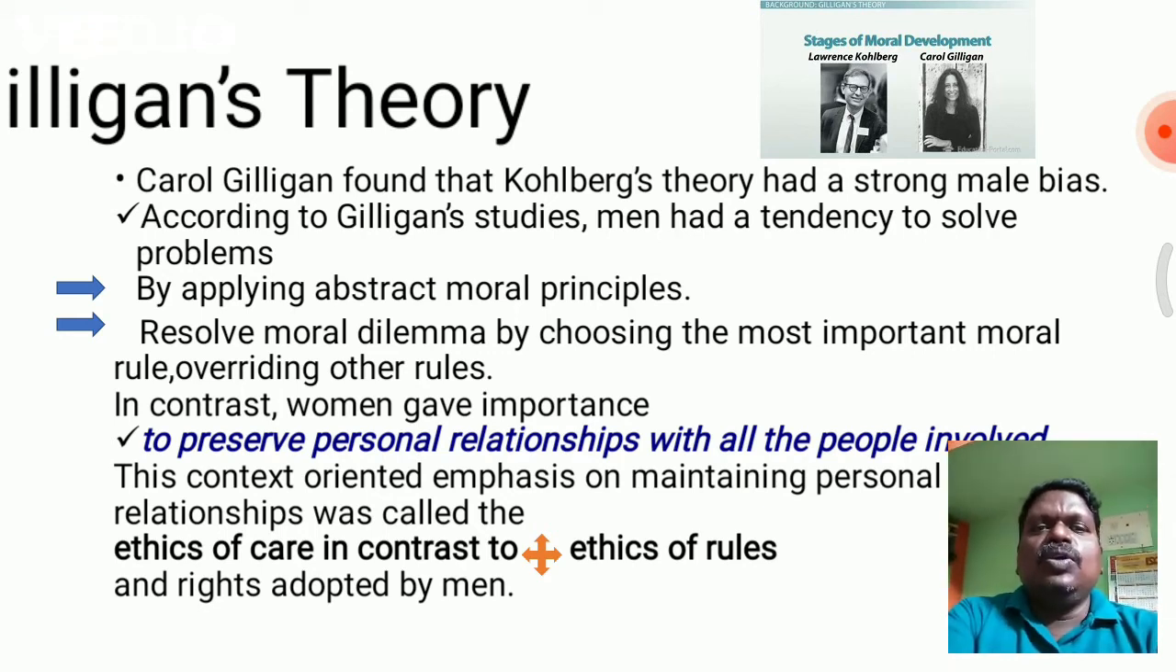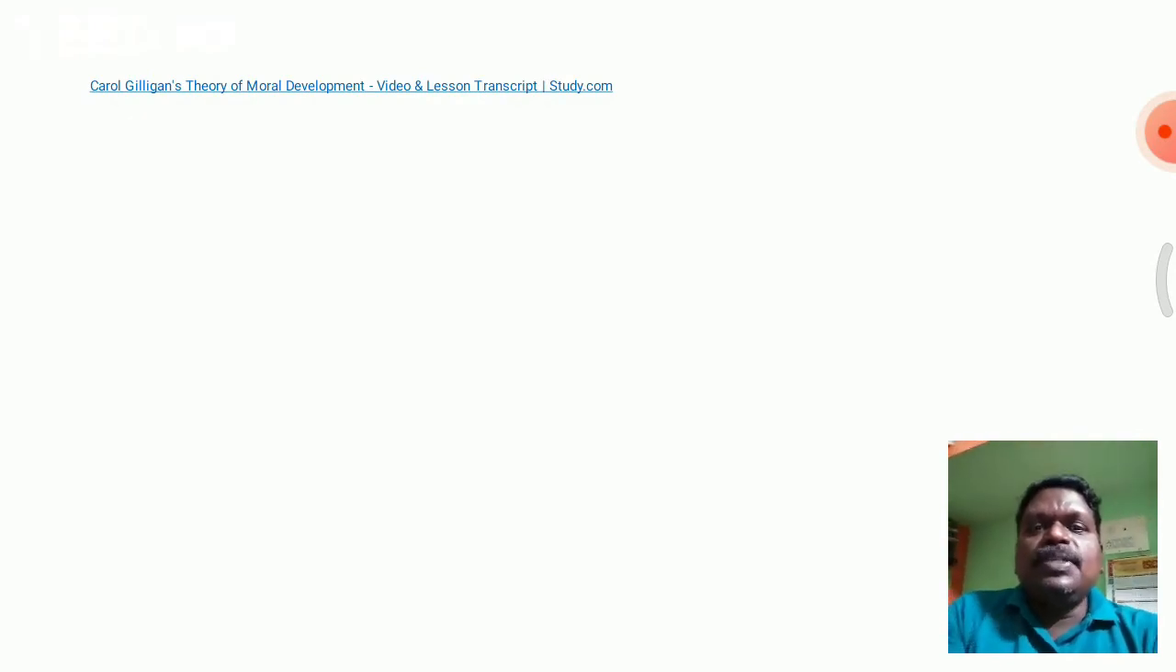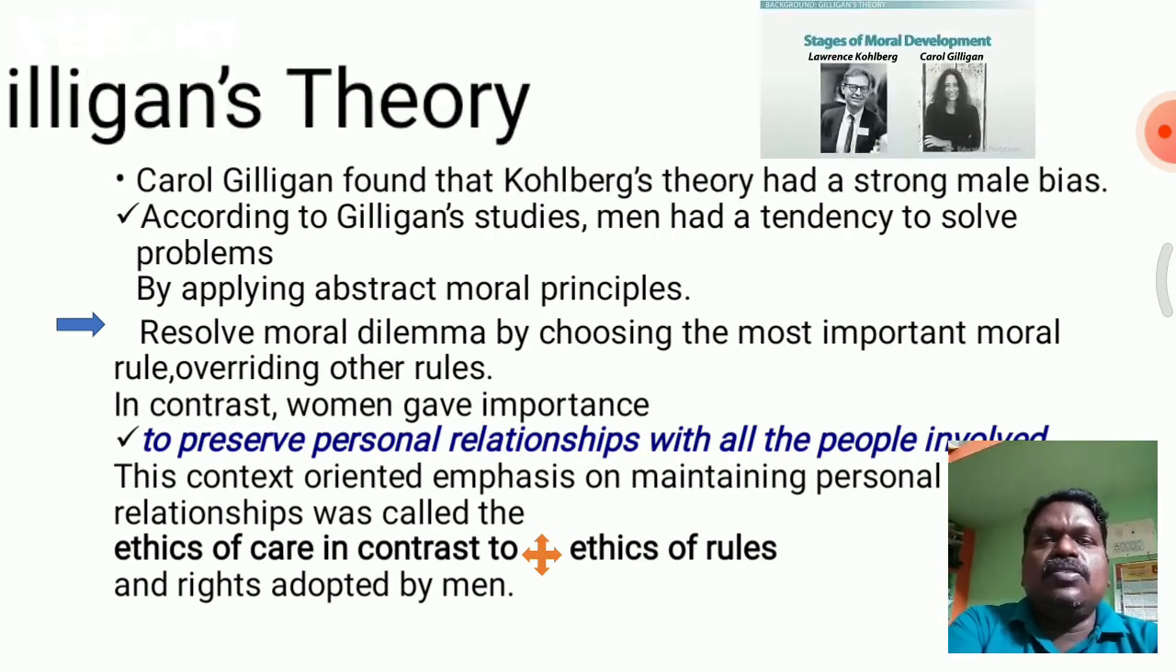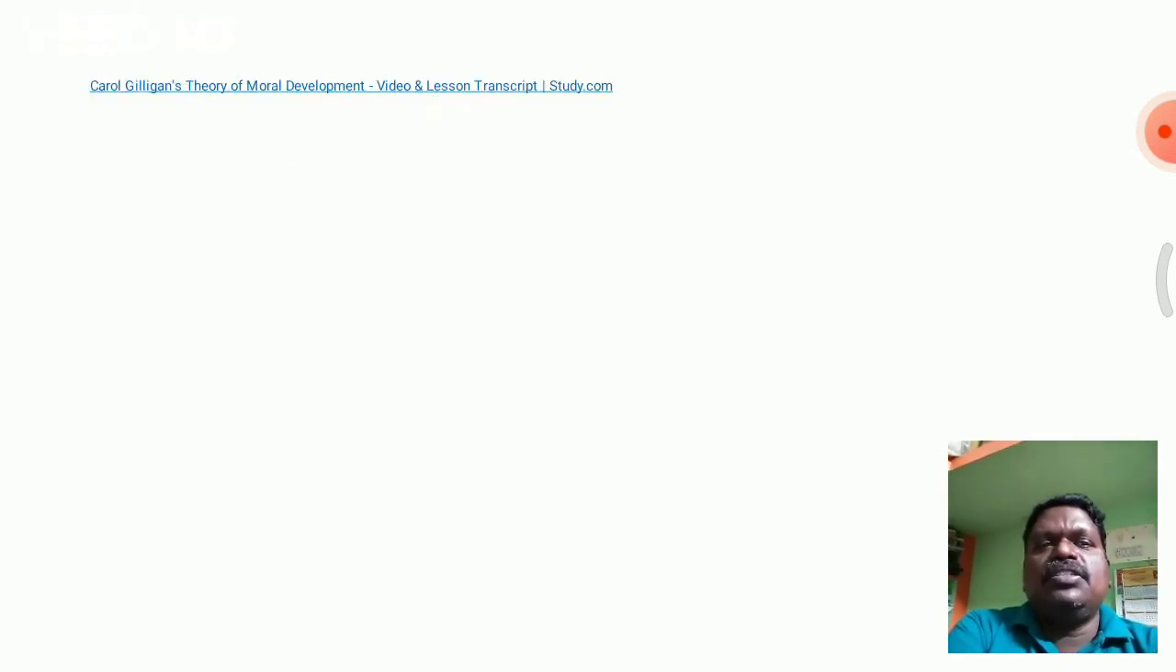So in contrast, Carol Gilligan says women gave importance to preserve personal relationship with all people involved. So she will give importance to preserve personal relationship. That is the main thing. Then the context oriented emphasis on maintaining personal relationship was called ethics of care, in contrast to ethics of rule and rights adopted by men. So this is the content that was being proposed by Gilligan. So then you can also see, based on these two theories, the moral development happens to occur, and you also go and solve your moral dilemmas in your professional life especially.